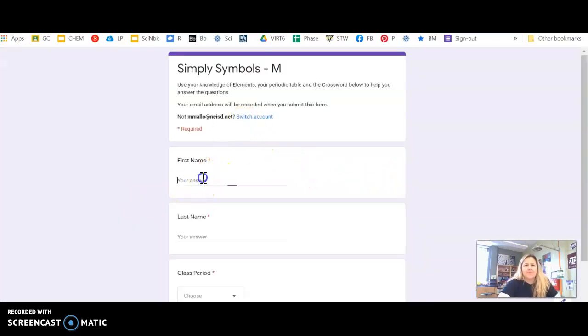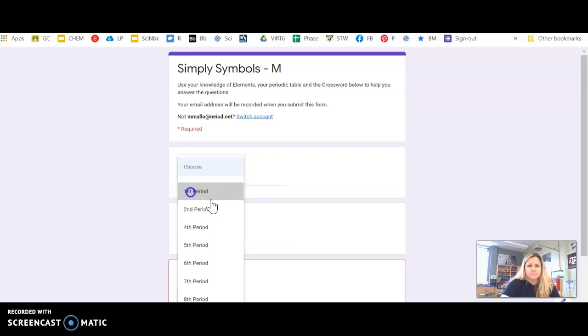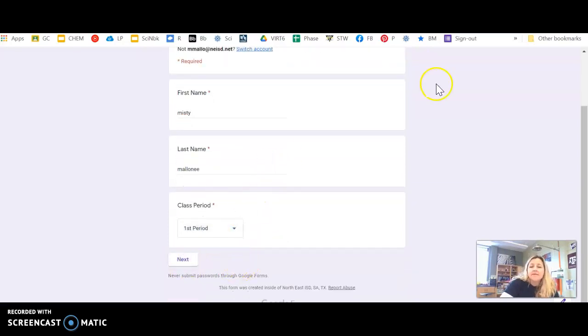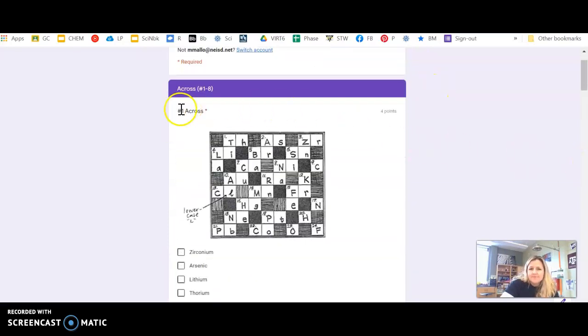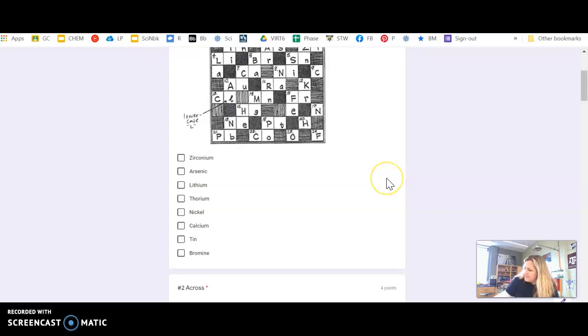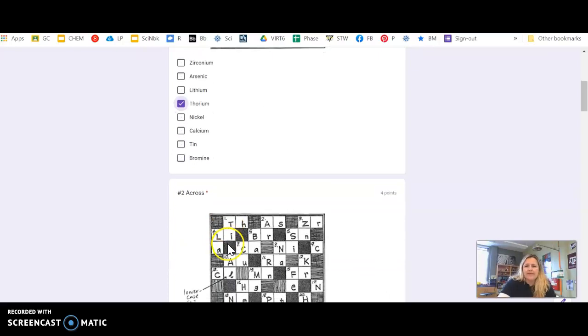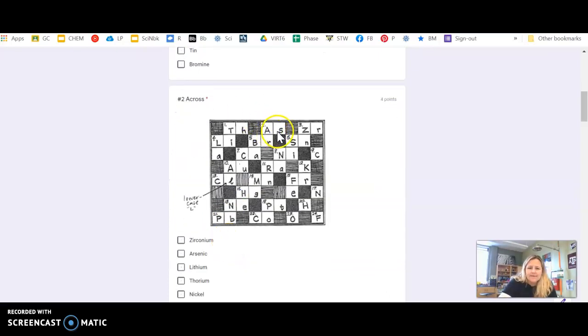Sorry. All you're doing is looking at the periodic table. Of course, I closed something else. Looking at the periodic table and finding the symbol. So it's a word search, or a crossword. One across, capital T, lowercase h. I look on my periodic table, and I go, oh, it's element 90, thorium. And I click thorium. That's it. Just what is the element that goes with this element symbol? Okay, and then I look at number 2, capital A, lowercase s.